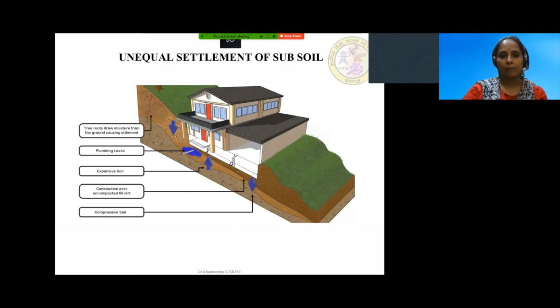Next, construction over uncompacted or filled dirt. So I said before construction, compaction is a must. It has to be compacted very well. Then only the construction will be strong. Our building will be strong. Then compressive soil. So the soil is getting compressed too much. Because of that also there will be an unequal settlement.